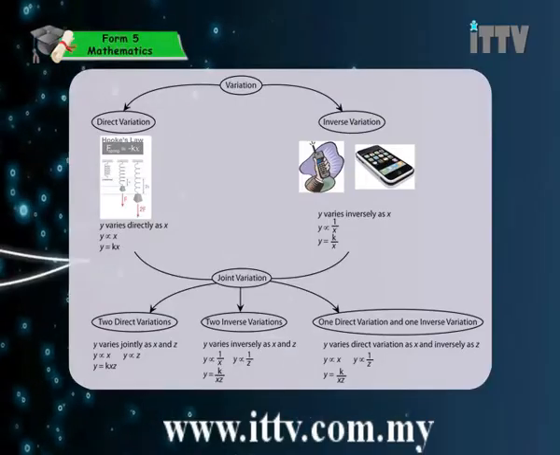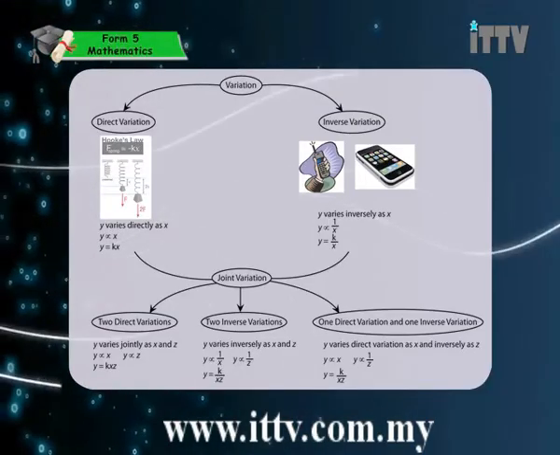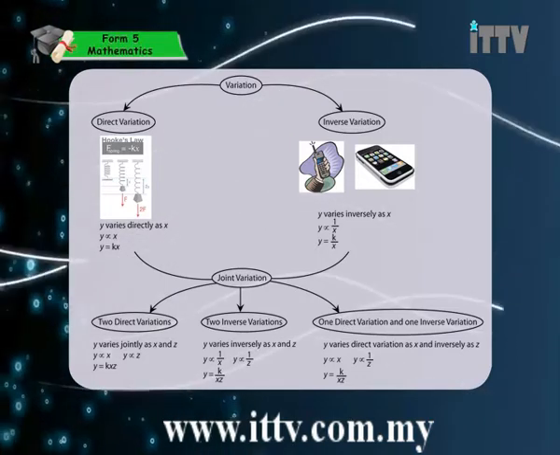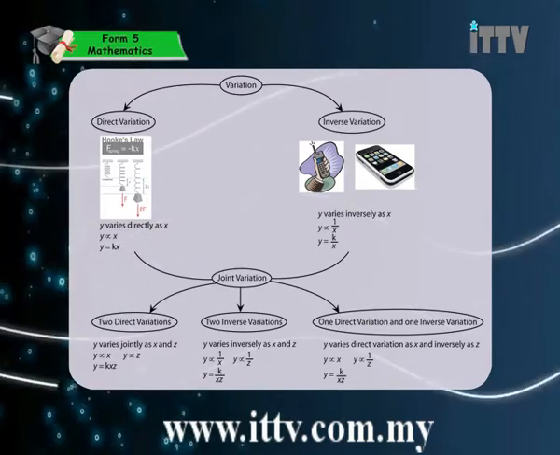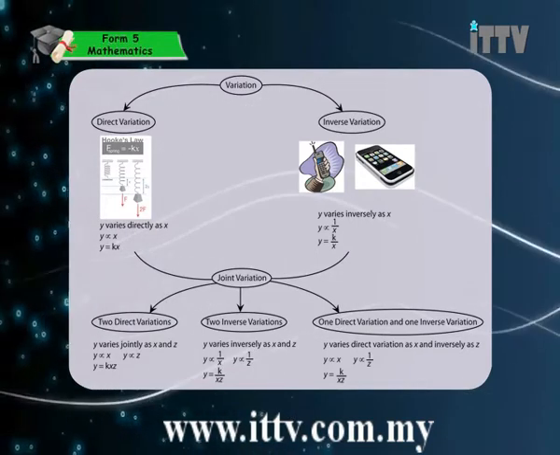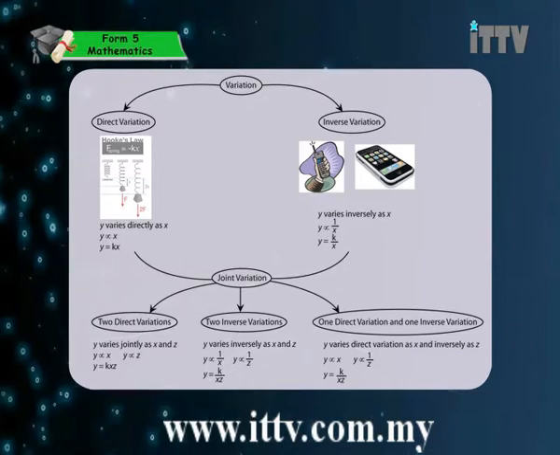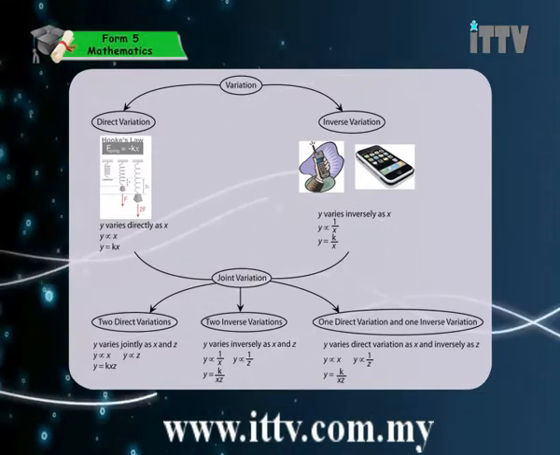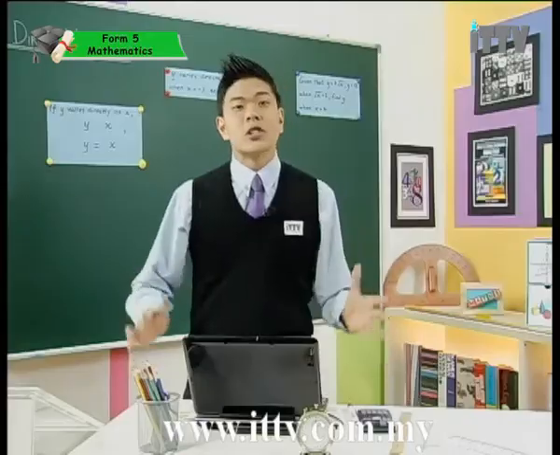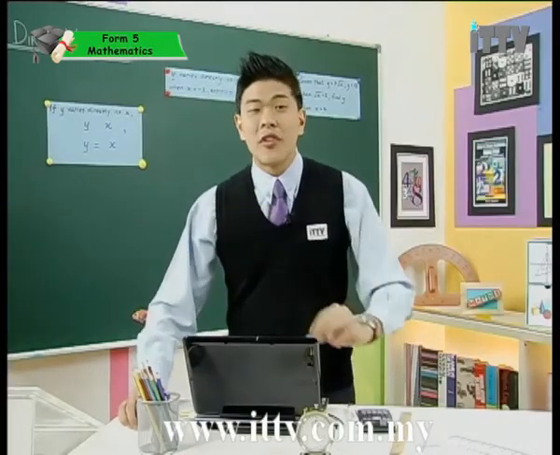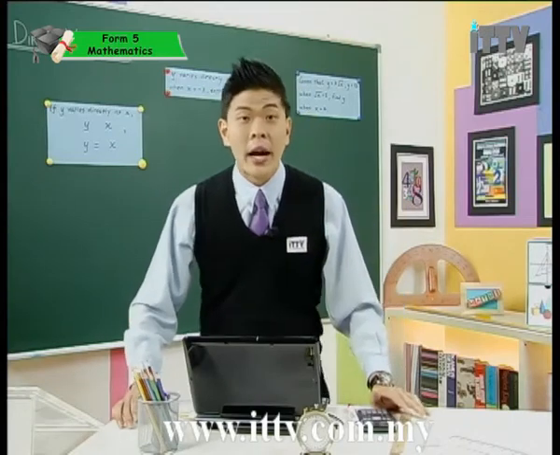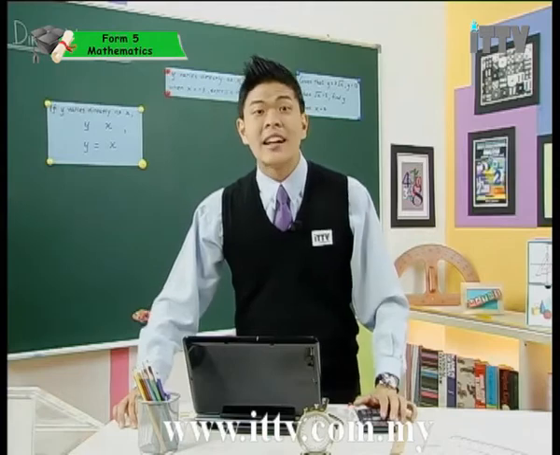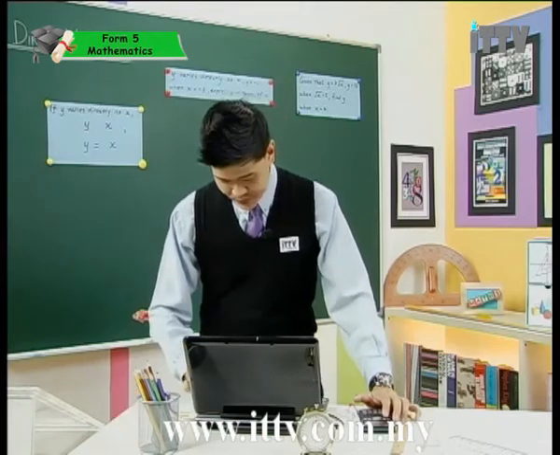Now, let's take a look at the types of variation. There are three types of variations involving variables. They are 1. Direct variation, 2. Inverse variation, and 3. Joint variation. So guys, there are only three kinds of variations and we're going to look at them one by one. Alright, so let's start with the first kind of variation, which is called direct variation.